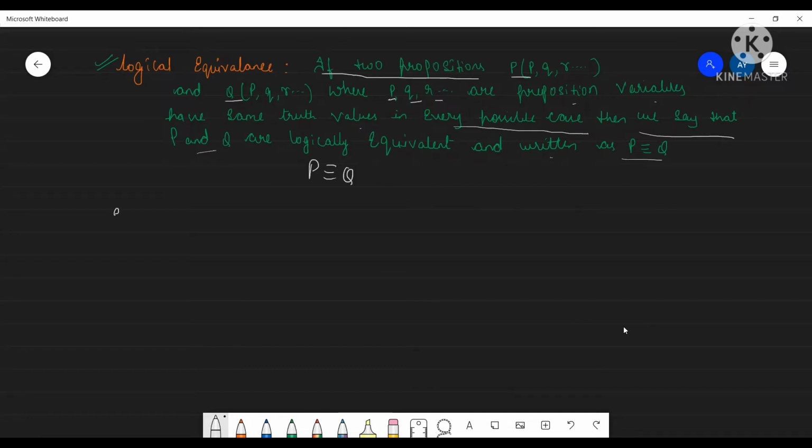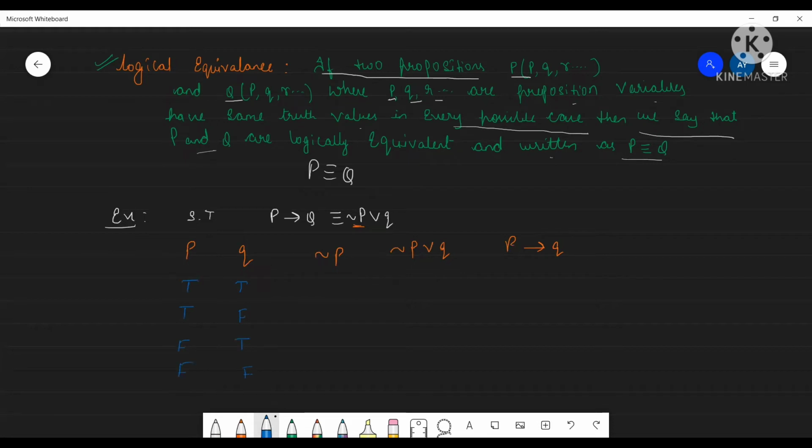For example, show that P implies Q is logically equivalent to negation P or Q. So what is the first thing that you have to do? You have to take the column of P, Q. Then as we are talking about negation P, negation P or Q, and then P implies Q. These are the columns that are required. So what will the values of P and Q be? True, true, true, false, false, true, and false, false.